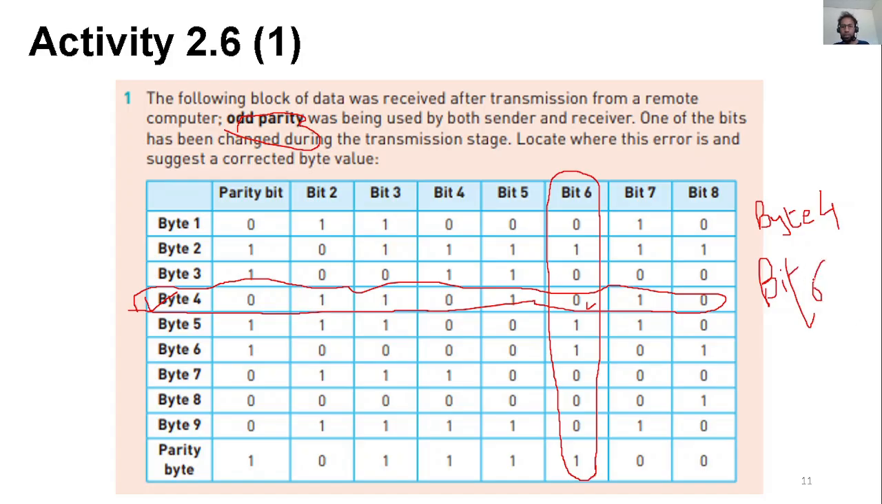I don't have the pen at the moment, so just bear with me. Now you can see this is the error. This contains the error. I will fix the slide so that it contains the exact solution. So what we did, we counted all the number of ones row-wise and column-wise, and checked the parity bit as well. And we got our answer, that is byte 4 bit 6.